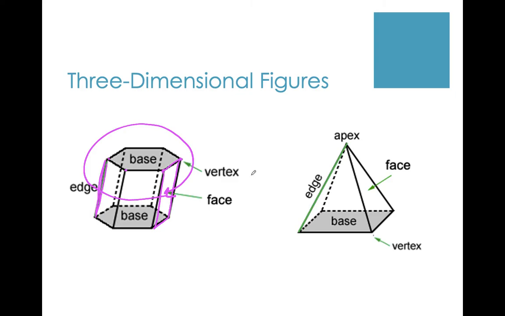Similar with a pyramid, except that there is only one base, and the faces of the pyramid are not rectangles, they are triangles because they meet at a point, the apex at the top. But they also go around the outside of the pyramid.